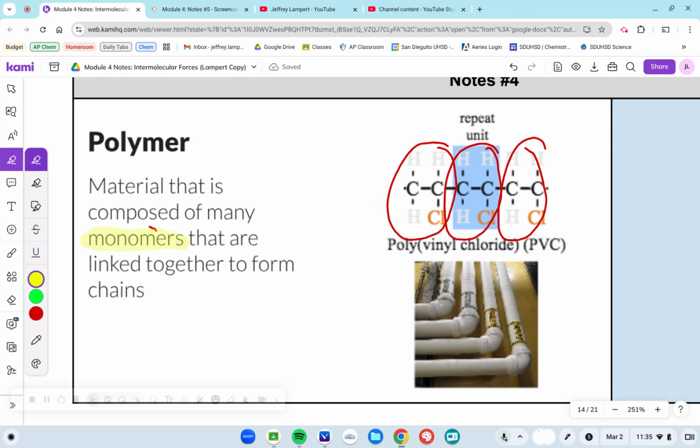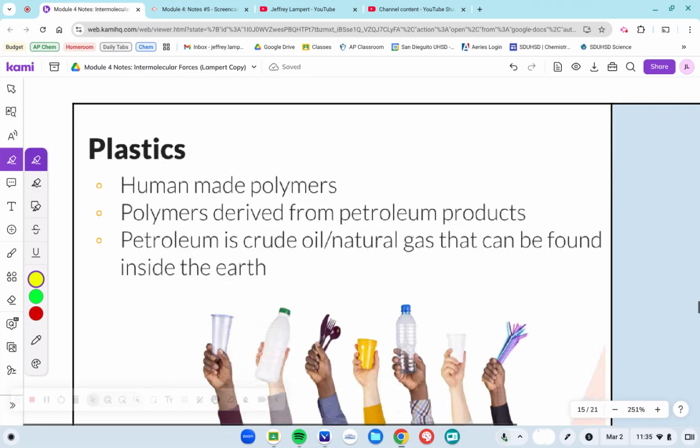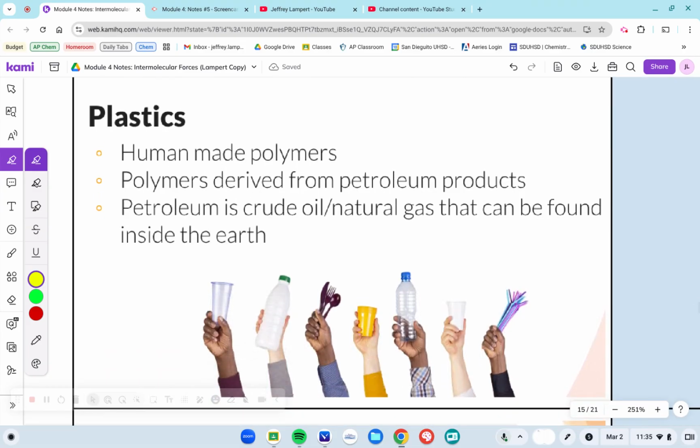Now the example that we're showing here is polyvinyl chloride, or PVC. Most of you have probably worked with PVC in the past and know kind of what it is. It's just a rigid pipe. Many different plastics that we have in our life, like water bottles, PVC pipes, stuff like that, are just called human-made polymers, right? And so instead of calling them human-made polymers, we just call them plastics.